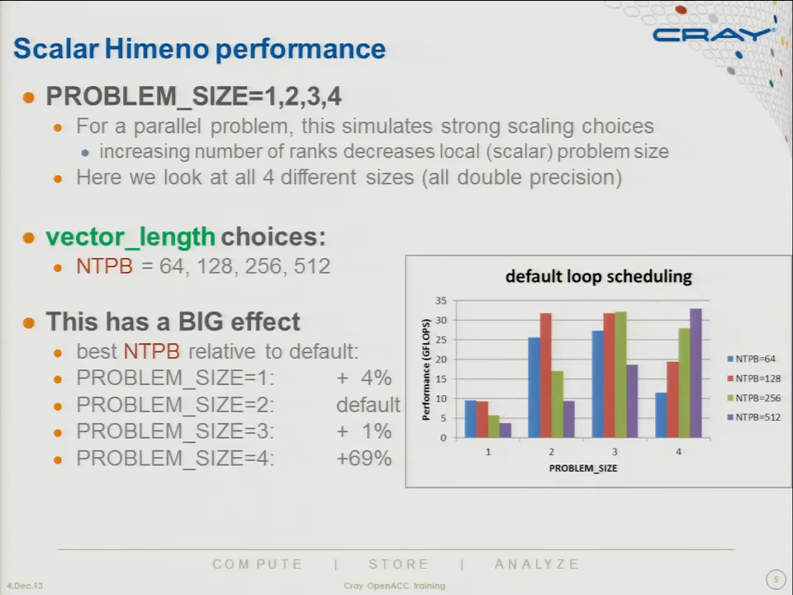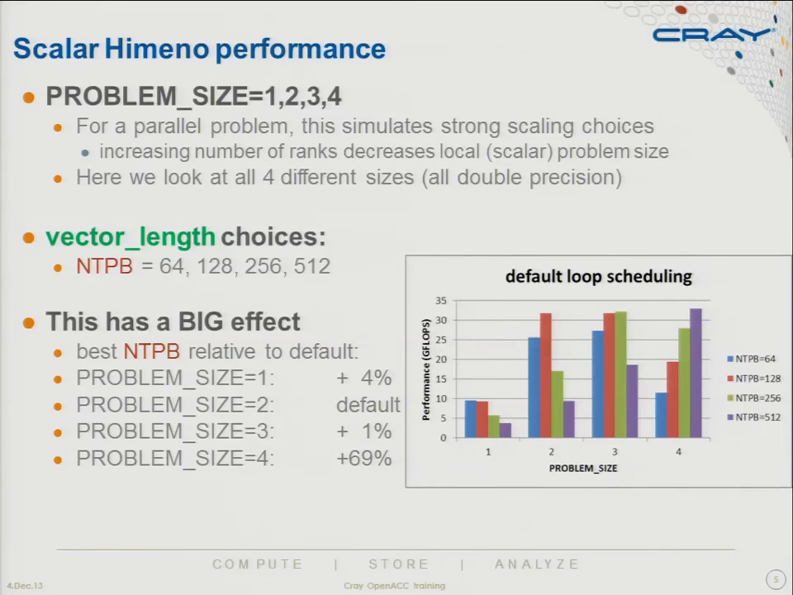So with this Himeno code, I've looked at 4 different problem sizes. So I'm thinking here that that is a strong scaling parallel code. So as I'm changing the number of ranks, I'm changing the local problem size. That's not what I'm doing. I mean, it's a scalar code. But that's why I'm thinking about all the different problem sizes here. We'll work in double precision, just because that happens to be what I worked in. We've got different vector length choices.